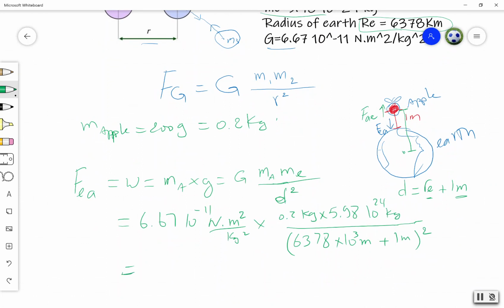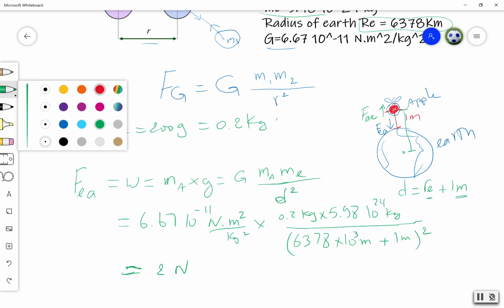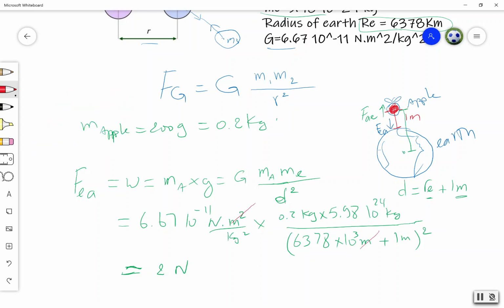So this gives me about 2 Newtons. And here you can see there is meter squared that can be cancelled with meter squared here. Let me show you how I came up with the Newton. So meter squared can also be cancelled with the meter here, and kilogram squared can be cancelled with the 2 kilograms here, and basically we just end up with Newton. So the force exerted by the Earth on the apple equals 2 Newtons.